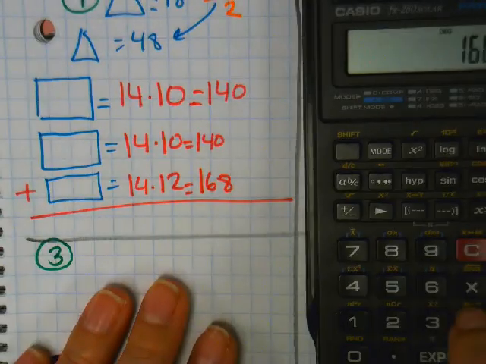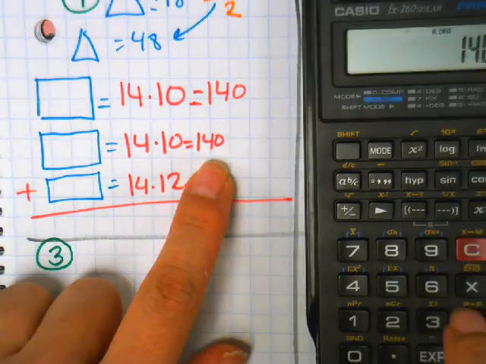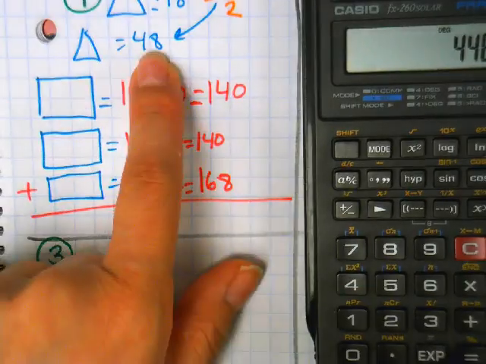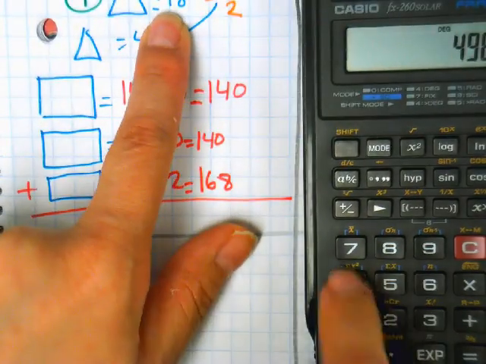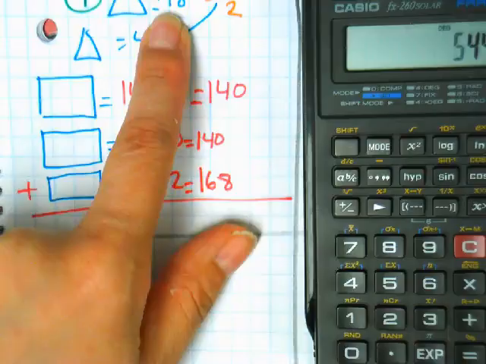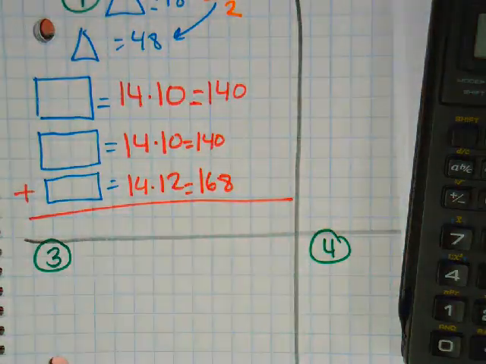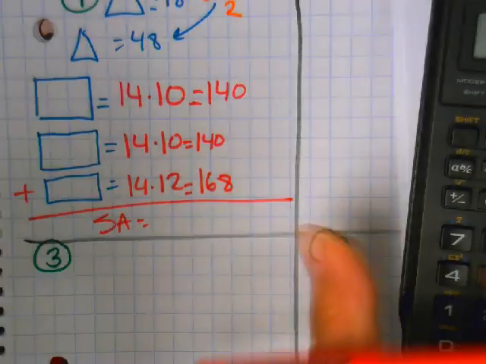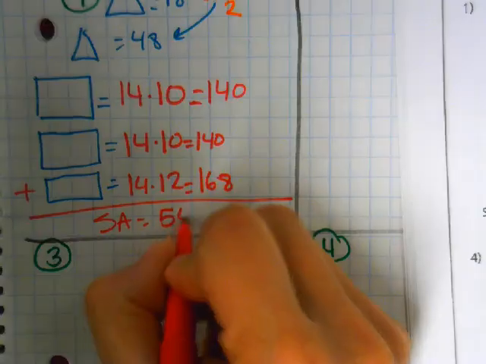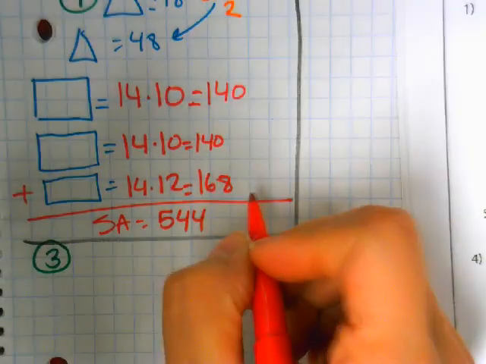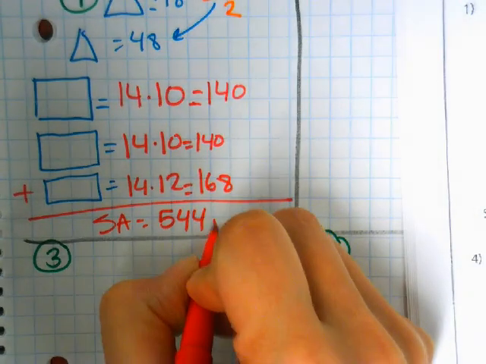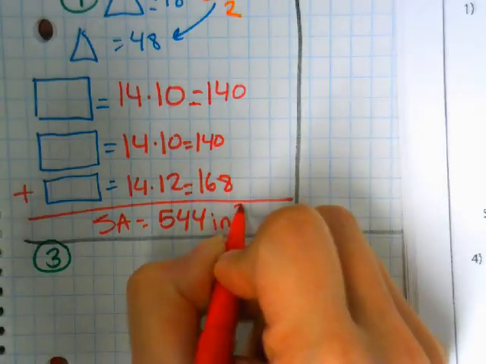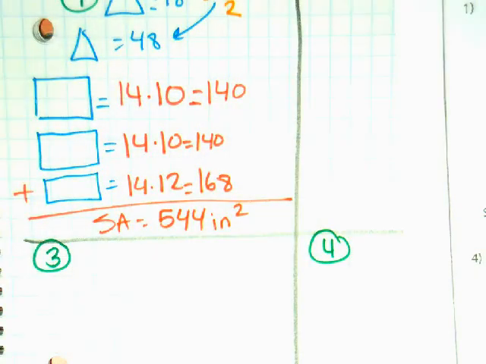Okay, 168 plus 140 plus 140 plus 48 plus 48. What do you get? Add them all up. Surface area is equal to 548. What are my units? Inches squared.